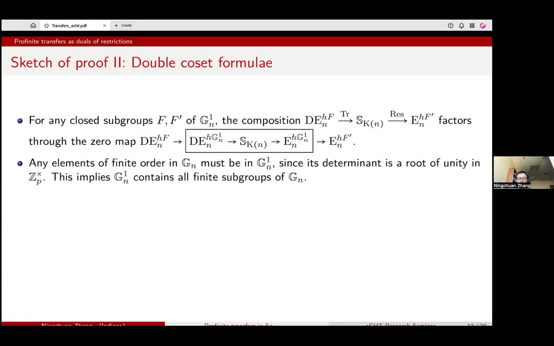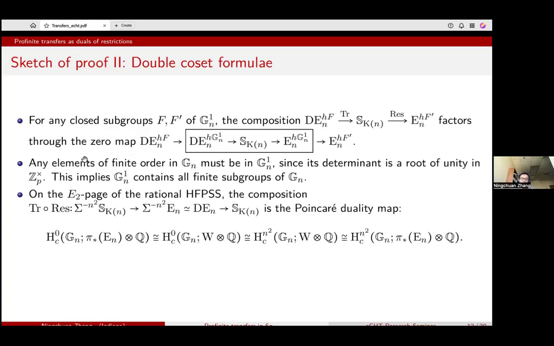We don't know for a general closed subgroup of Gn if this composition is zero. Because if we were doing just finite transfer and finite restriction, then it's probably not going to be zero. So we don't expect such a composition is always zero, but in this case it is zero.